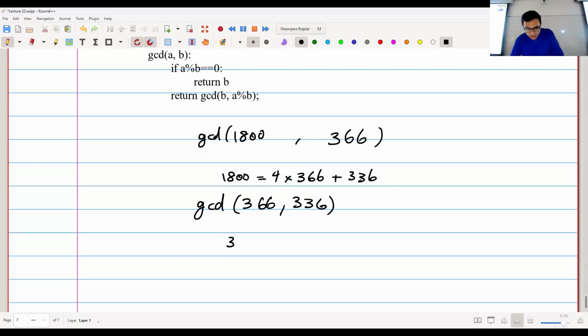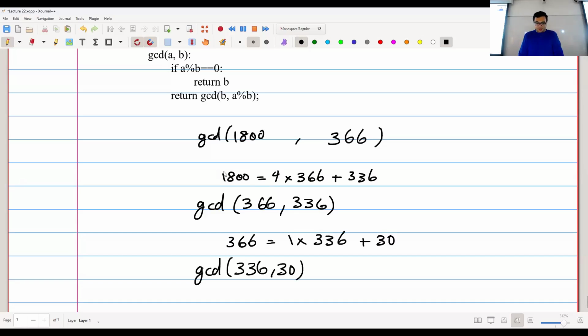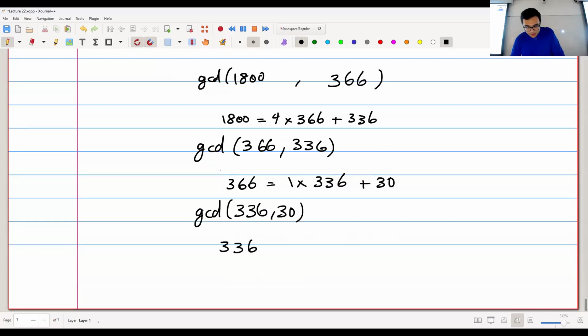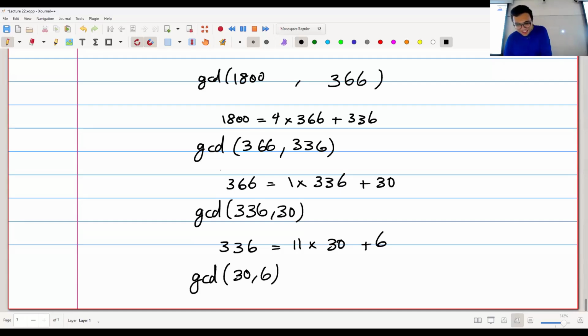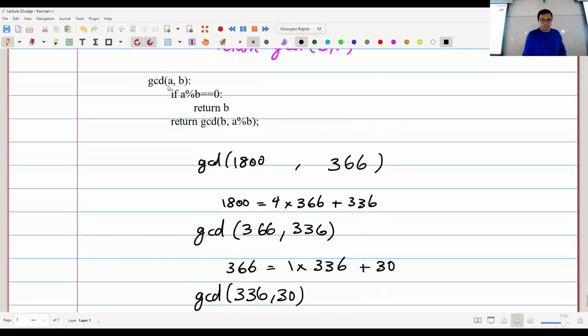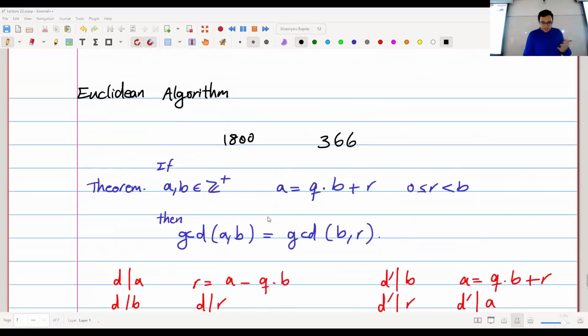Okay. So 366 is 1 times 336 plus 30. So now I have to find the GCD of 336 and 30. Okay, I divide again. 336 divided by 30. Yeah, it's 11, but what is the remainder? 6. Okay, so this is 11 times 30 plus 6. So at this point, I need the GCD of 30 and 6. But 30 is a multiple of 6, if I'm correct. So this is just going to be 6. So the whole GCD is 6. Okay. Great. And as you can see, this is just applying this theorem over and over again.